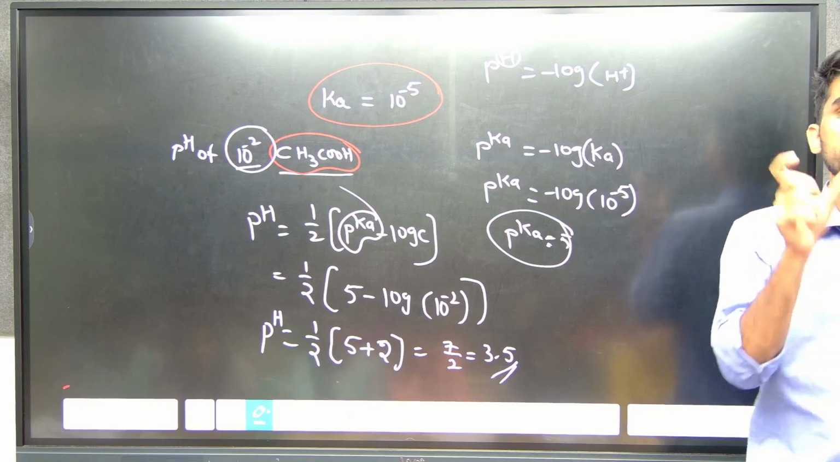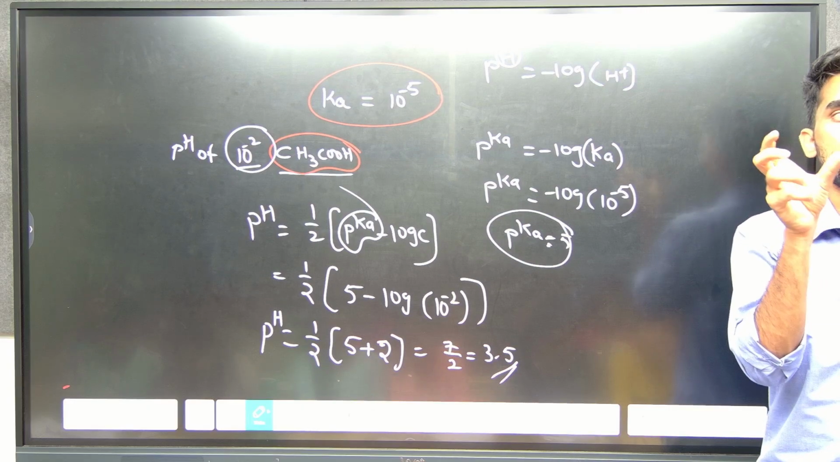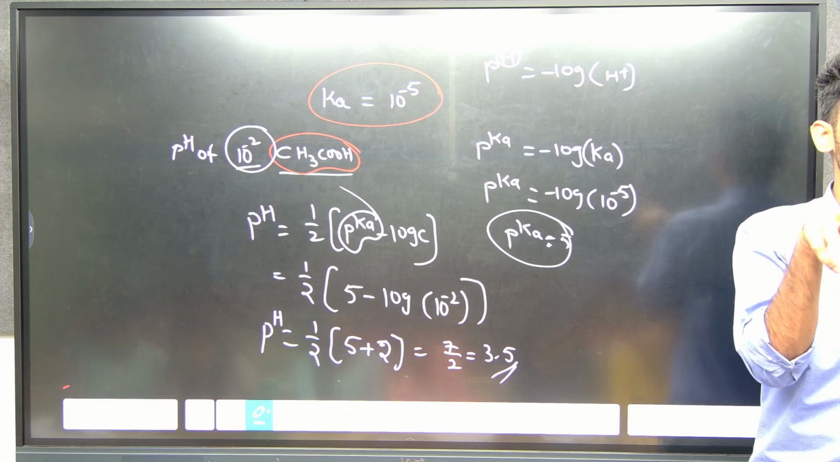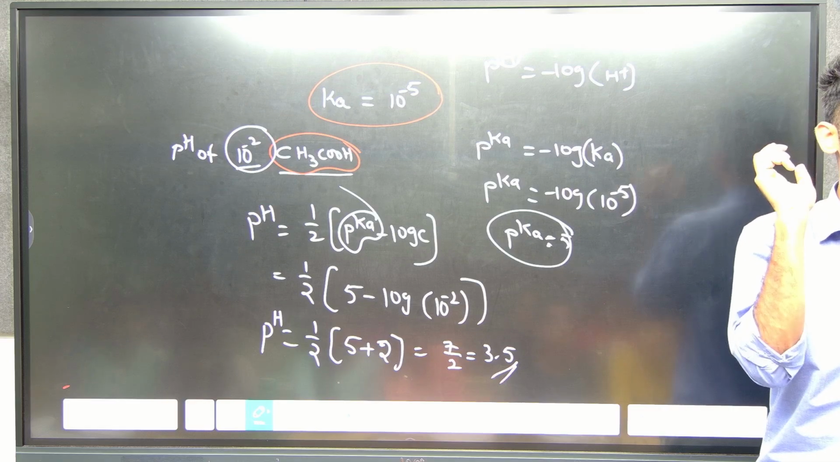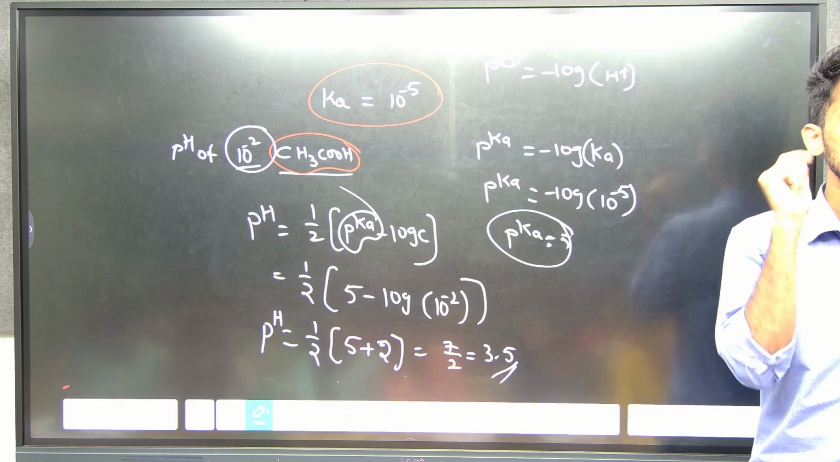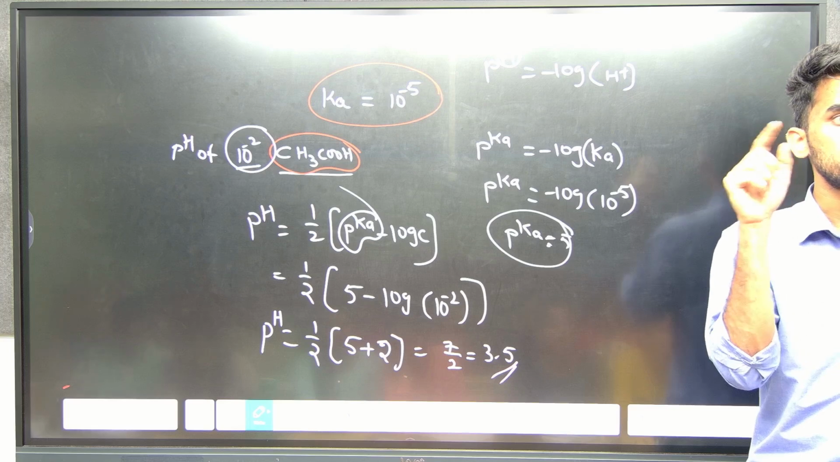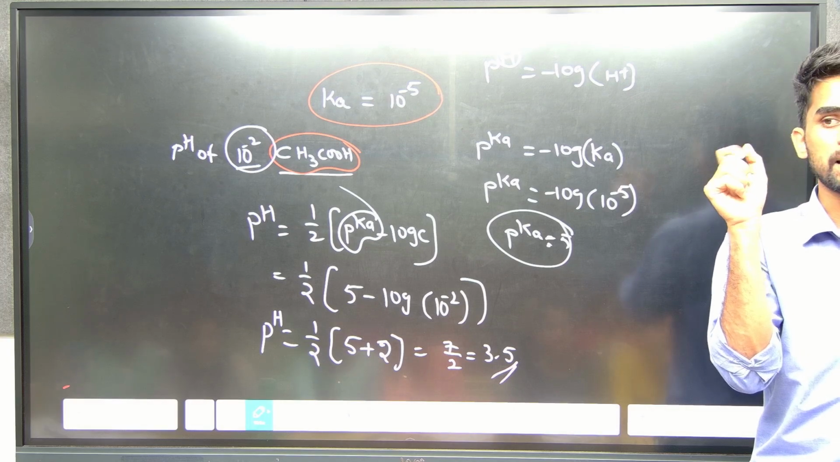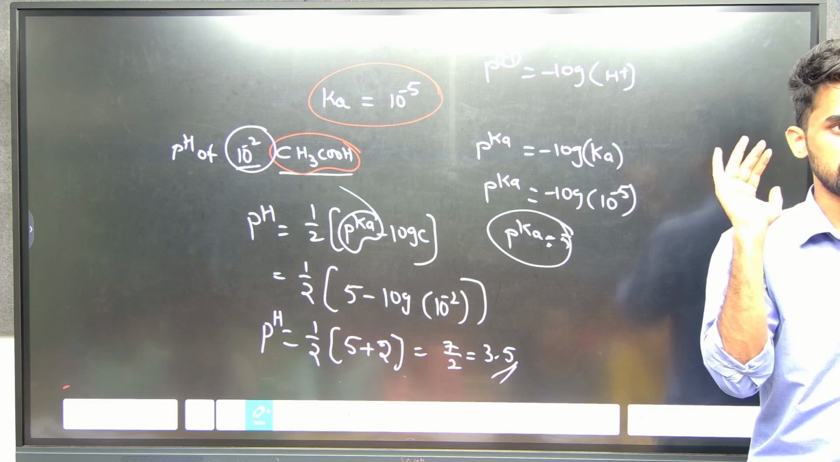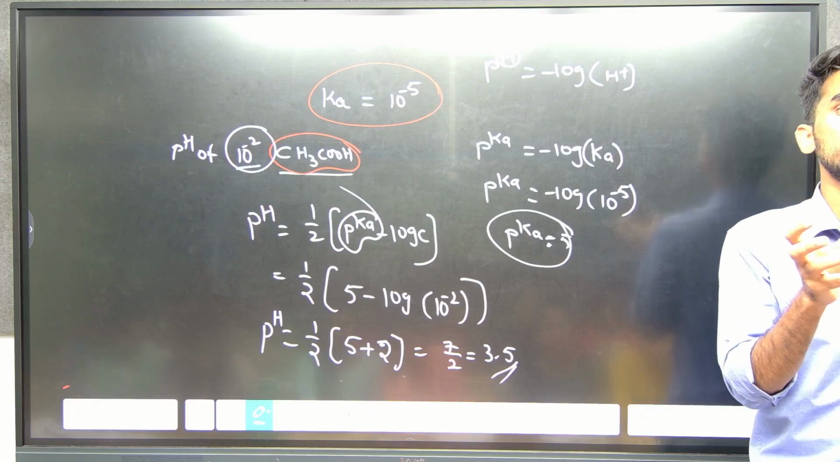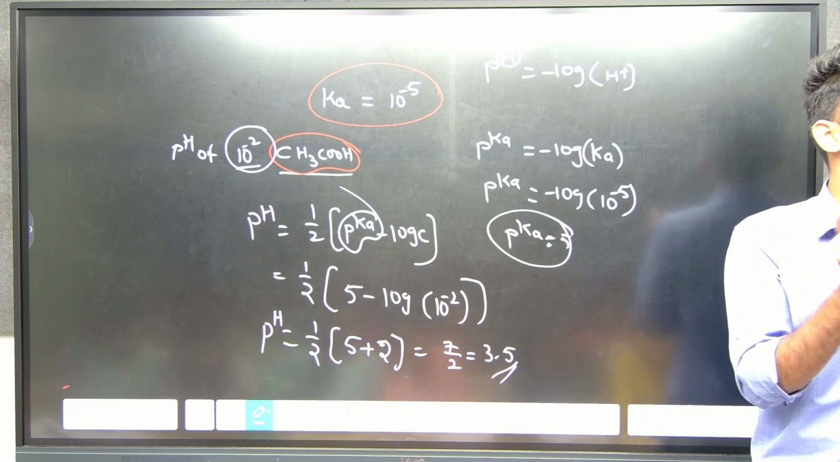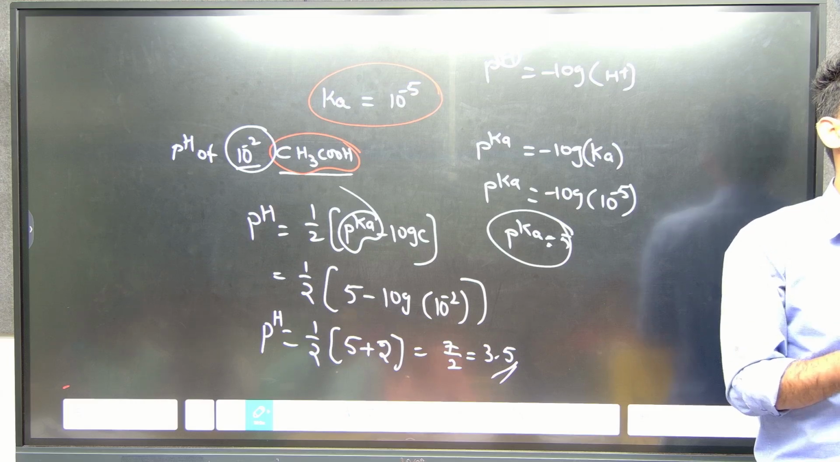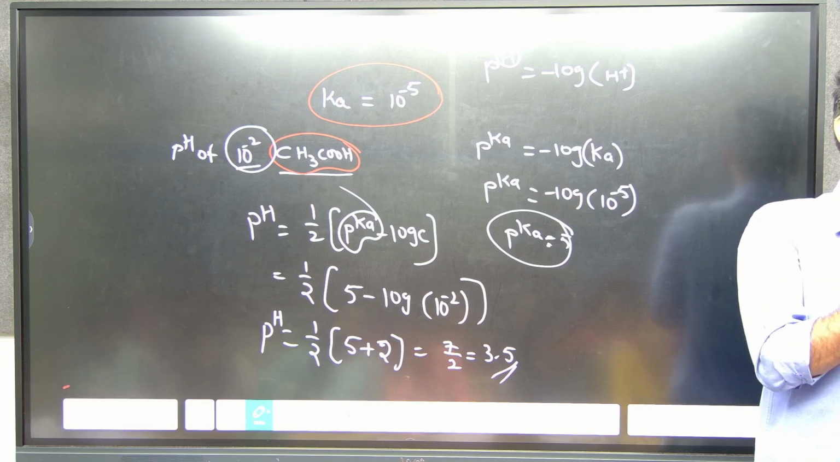Okay, now a salt formed from strong base and weak acid is basic. Now how can you calculate that? 7 plus half pKa plus log C, that's it. If a salt is formed from a combination of weak acid and weak base, it cannot be neutral. It depends on what? Their pKa and pKb values.